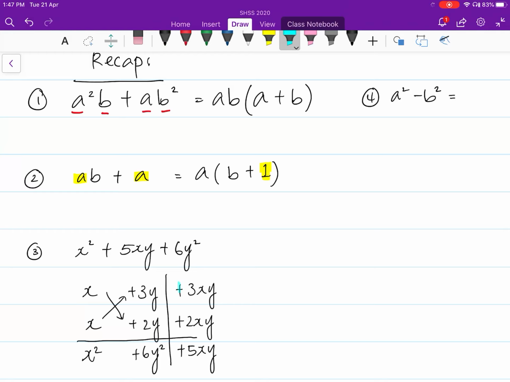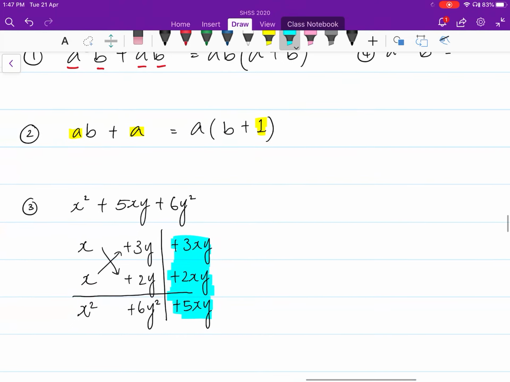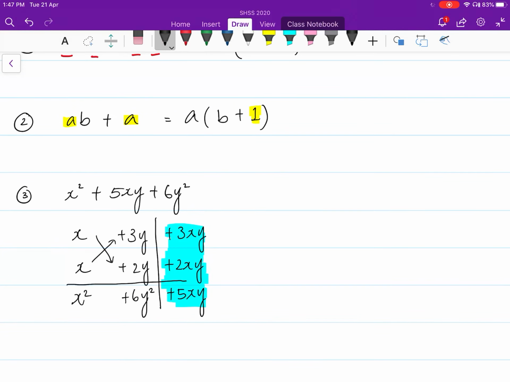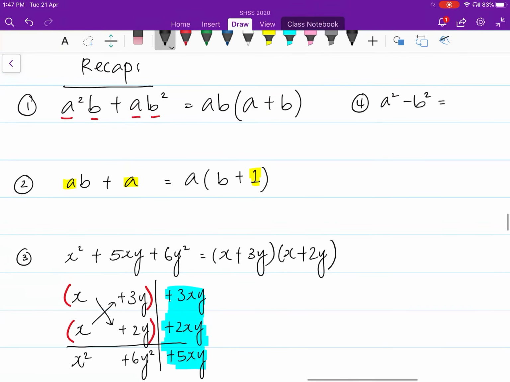Now I need you to check positive 3xy plus positive 2xy. Does it give you positive 5xy? If it does, then it's correct. Our factorization will be x plus 3y, x plus 2y. There you go, this factorization with the two brackets.